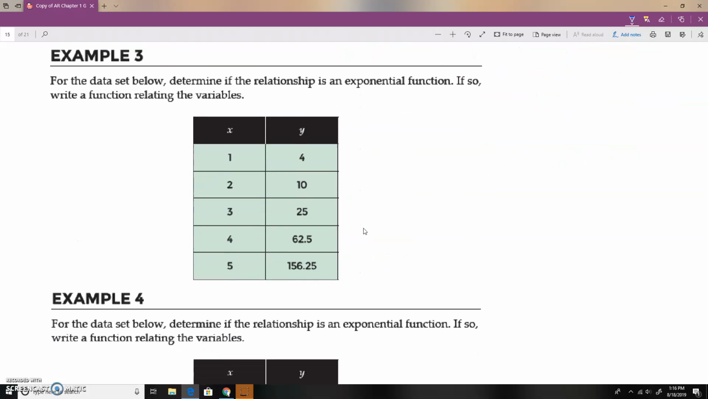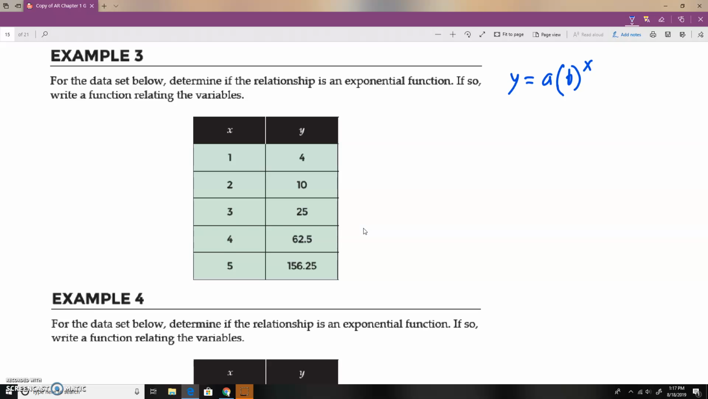Well, let's take this even one step further and let's actually determine if we can get the exponential function from this. An exponential function, just to refresh your memory if you have not seen these or don't remember them, looks like y equals a value, we'll call it a, times a value b raised to the x power.